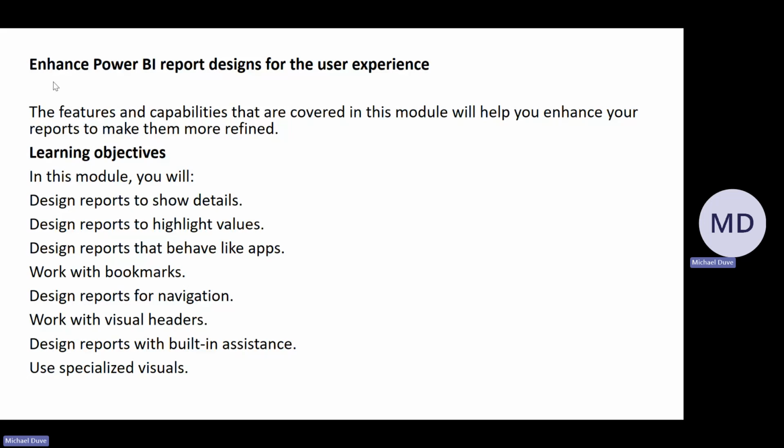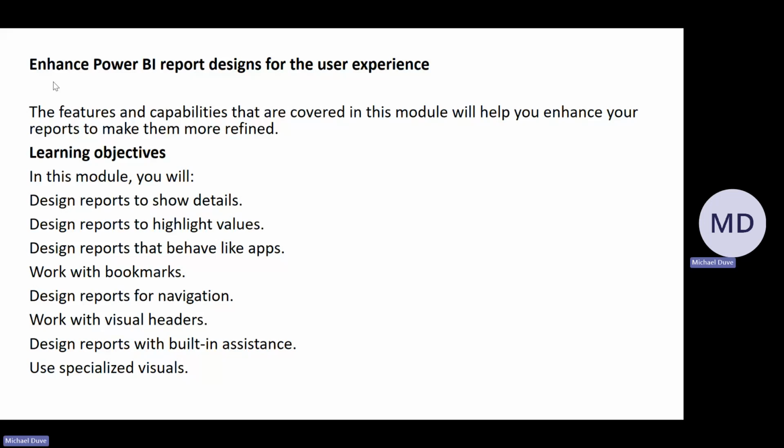Then work with bookmarks. That is, bookmarks allow you to capture the current state of your report, including filters, slicer selections, and other settings. Then use bookmarks to create interactive storytelling experiences or to save different views of your report. Then design reports for navigation. That is, use a consistent layout and design language to make navigation intuitive for users. Then use buttons, images, or icons as navigation elements to guide users through the report.